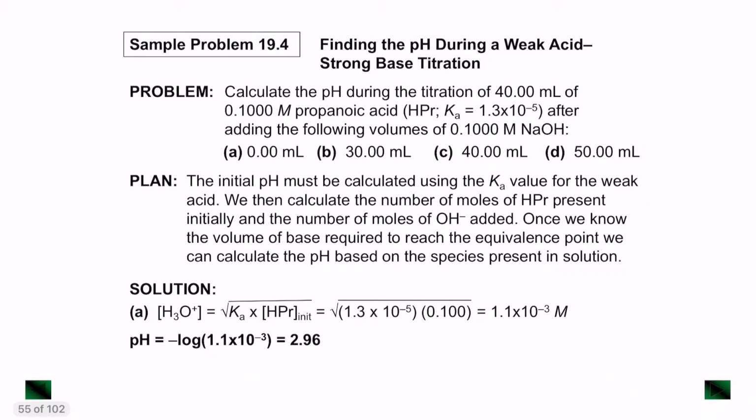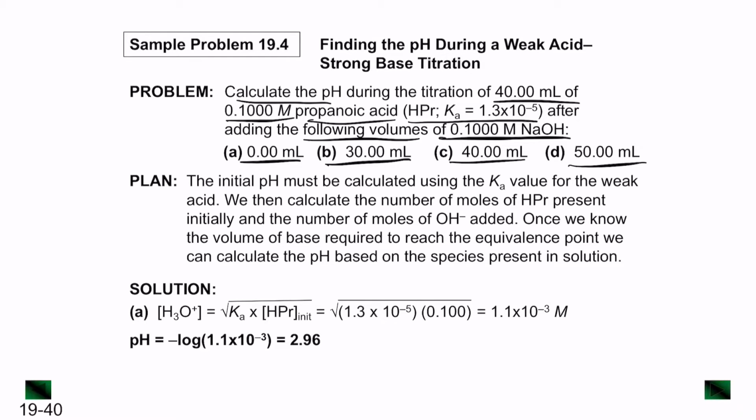So let's start with the problem right here. They're asking us to calculate the pH during the titration of 40 mL of 0.1000 M propanoic acid, HPr, where the Ka value is 1.3 times 10 to the power negative 5, after adding the following volumes of 0.1000 M NaOH. So what is given here? First it's 0 mL, second it's 30 mL, 40 mL and 50 mL. So first, in A, we have 0 mL.